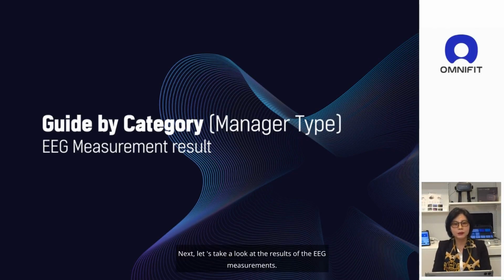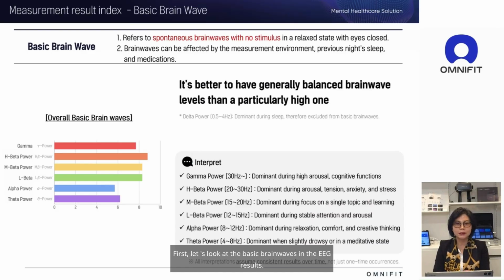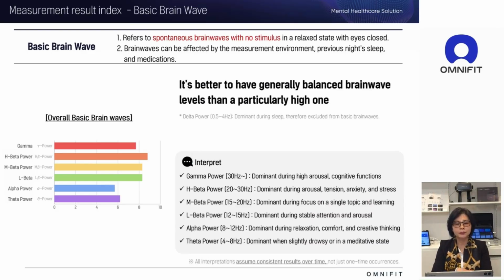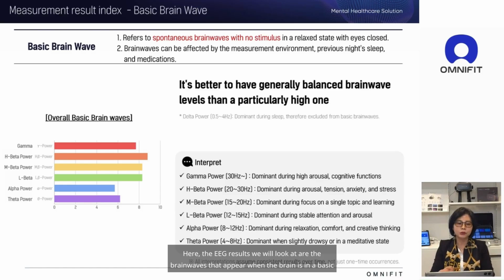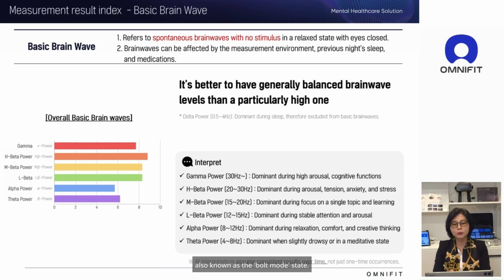Next, let's take a look at the results of the EEG measurements. First, let's look at the basic brainwaves in the EEG results. Here, the EEG results we will look at are the brainwaves that appear when the brain is in a basic state, meaning when your eyes are closed, you are relaxed and calm, and there is no external stimulation, also known as the boat mode state.